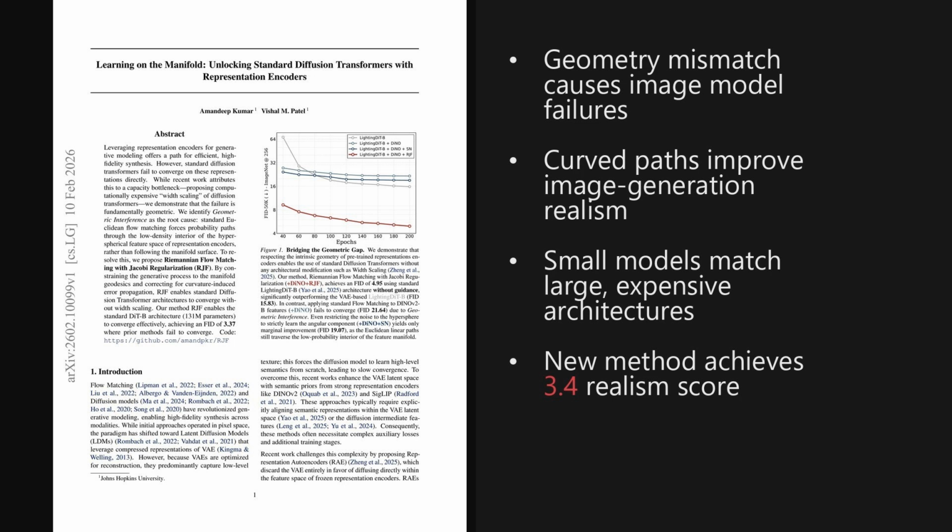Wrapping up, two takeaways stand out. First, the bottleneck in diffusing representation latents is geometric, not architectural. Second, by fixing this with Riemannian flow matching, we can use standard, efficient models to generate high-fidelity images, avoiding the need for expensive width scaling. This effectively unlocks the rich semantic space of pre-trained encoders for generative tasks.